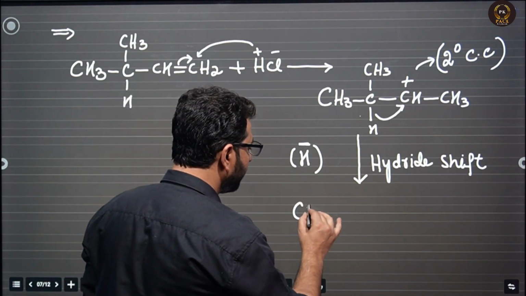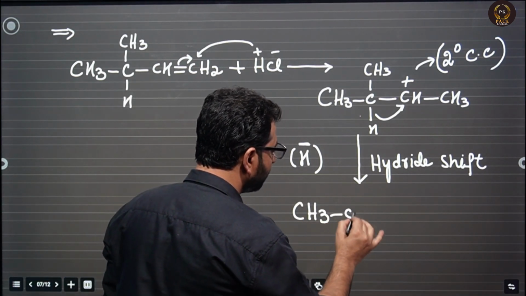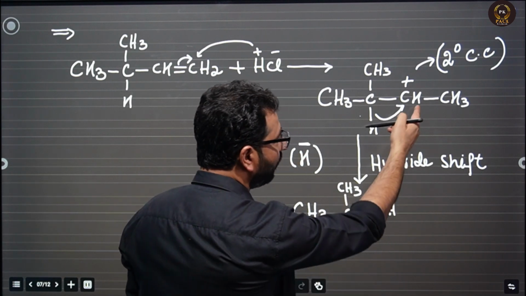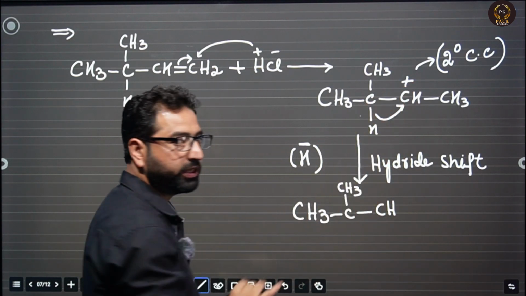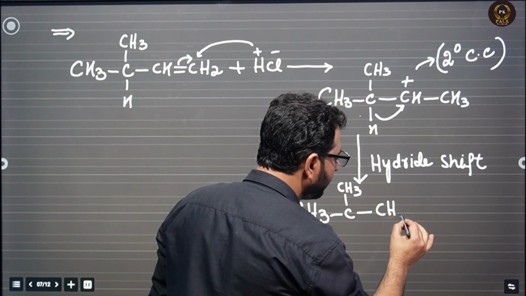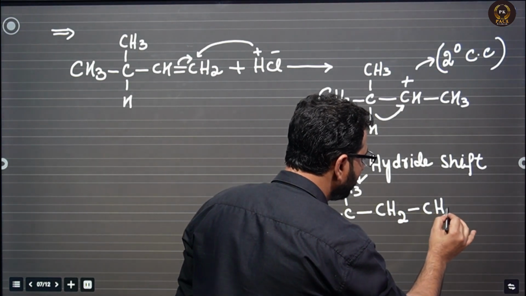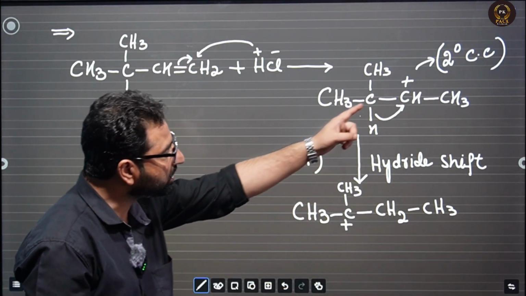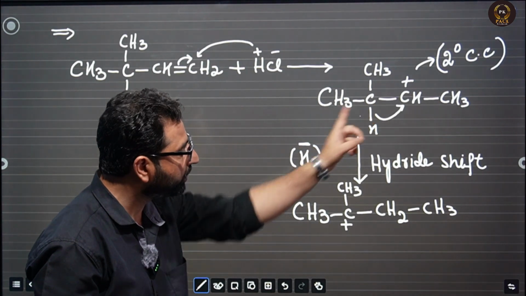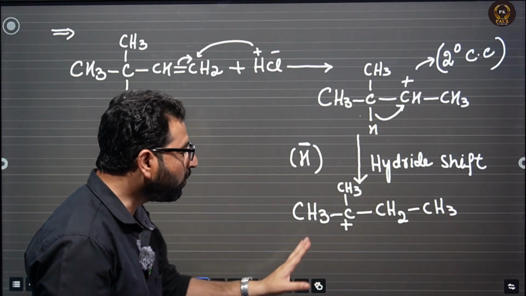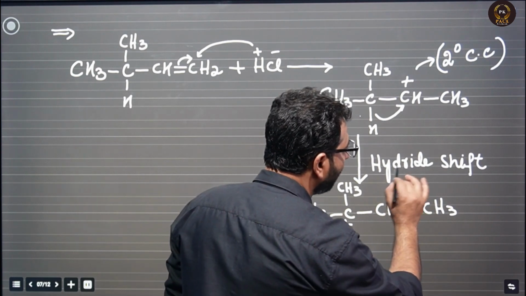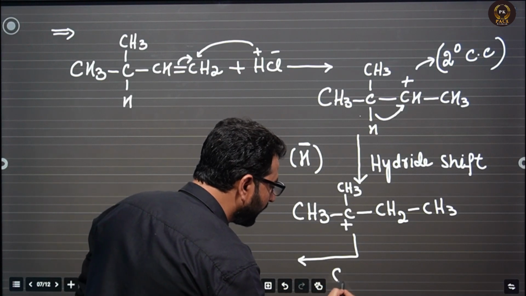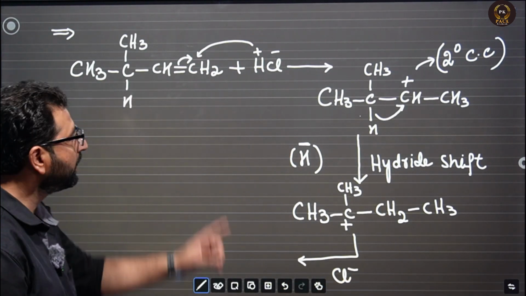What will be the intermediate? The intermediate would be like this, CH3. The hydrogen will shift here. It already has one hydrogen, and this hydrogen will get shifted here, and it will get two hydrogens. It will be CH2 and CH3, and the positive charge will get generated here. Okay, my dear. Now this secondary carbocation has got converted into a tertiary carbocation. Now on this tertiary carbocation, the Cl negative will attack.